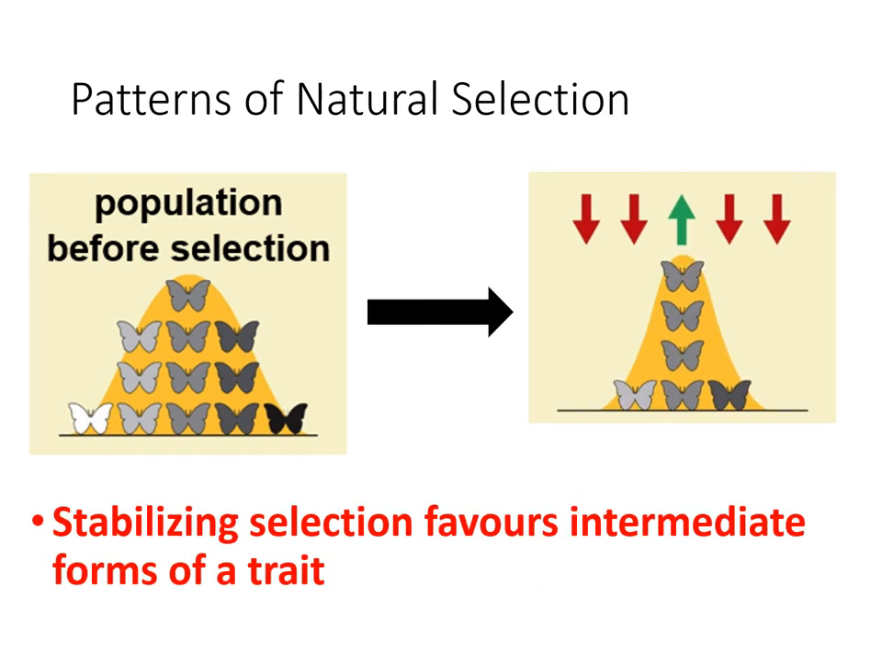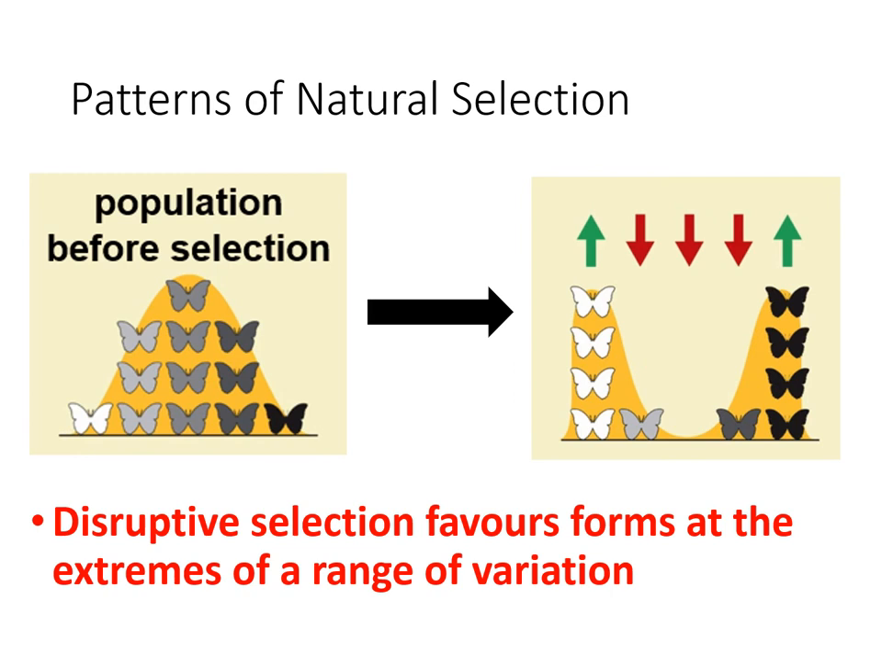In the stabilizing selection pattern, what happens is over time you will lose the extreme forms of the variation, and you will stabilize in the intermediate form. So in our example, you will lose the white and the black, and the population of moths would consist of mostly gray shade moths. And finally, the last pattern is what's called the disruptive selection pattern, and in this pattern, it will favor the extremes of the variation. So you will lose everything in the middle, and the population would exist as either white or black.